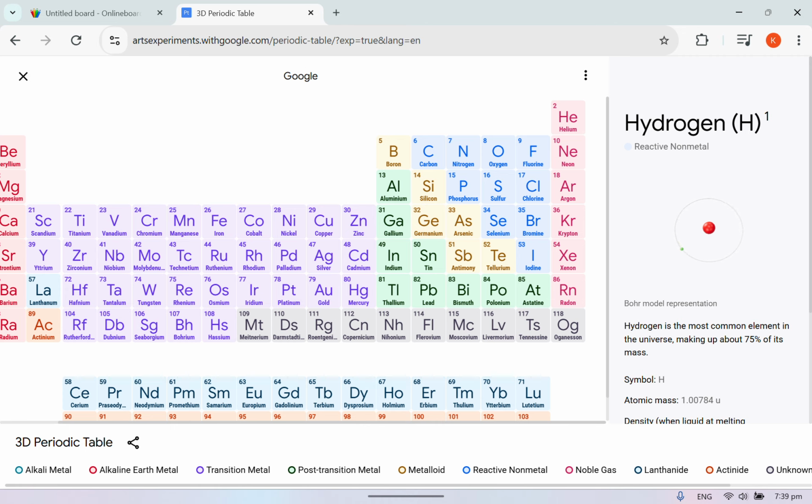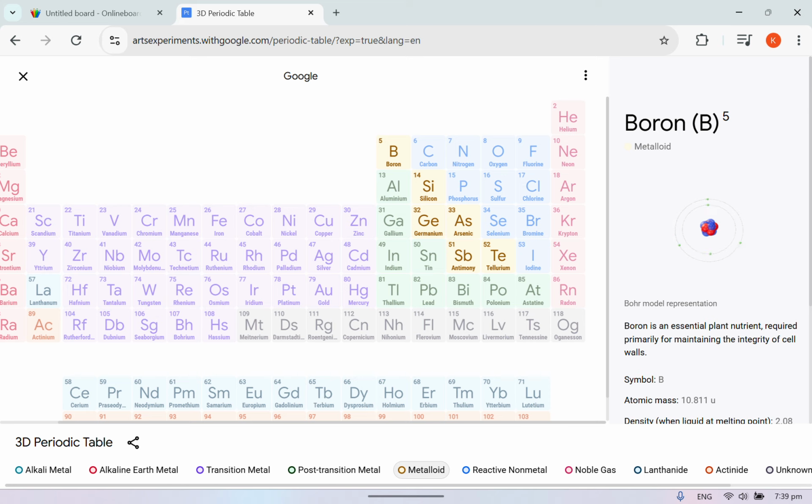you can see that the ones in yellow are called metalloids. Metalloids have the properties of both metals and non-metals. Like boron, silicon, germanium, arsenic, antimony, tellurium. The ones that are highlighted are basically metalloids, okay?